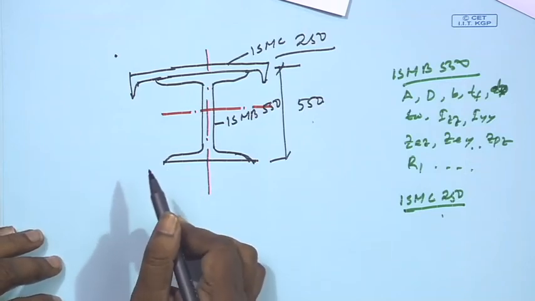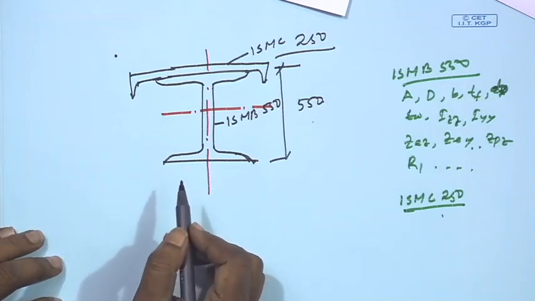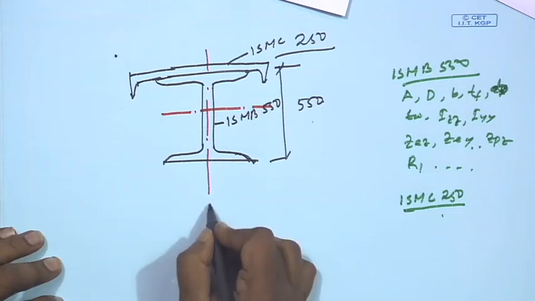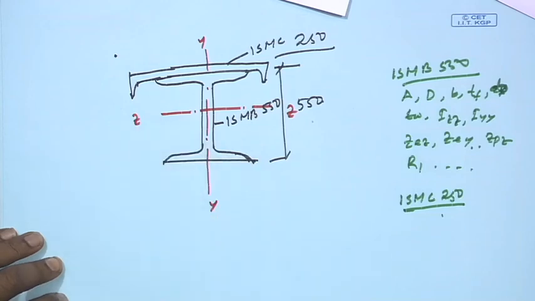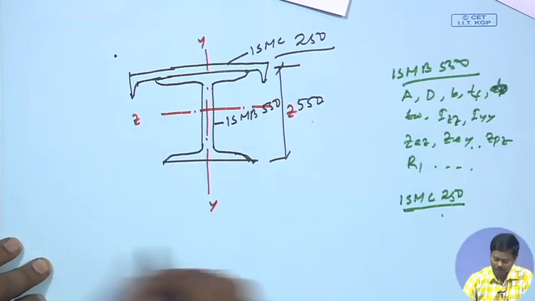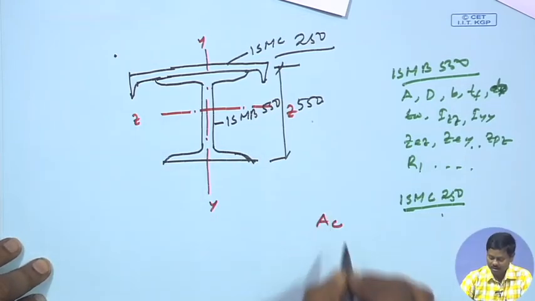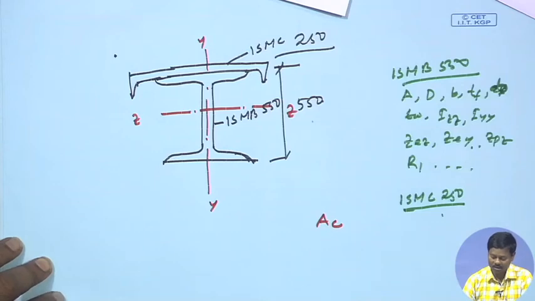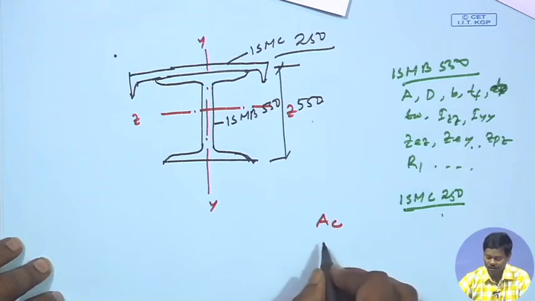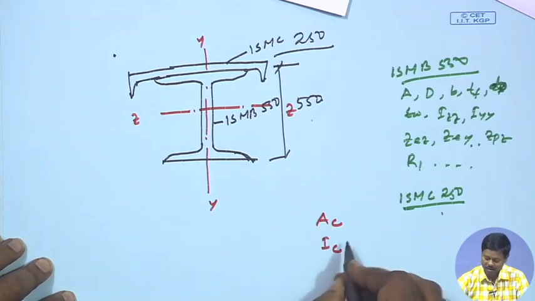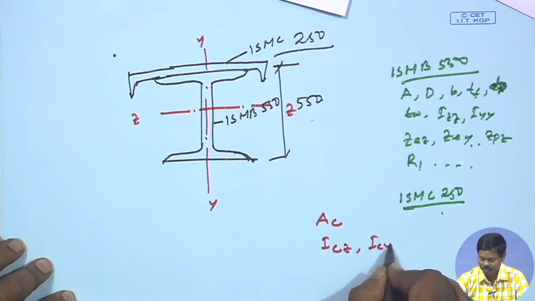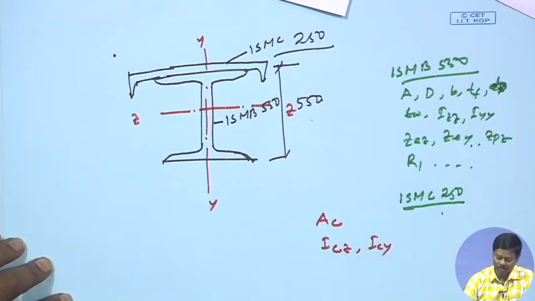Okay. So, from this what I need to do, because I need to find out the design bending strength about ZZ axis, about YY axis, right. This is Y and this is Z. So, I need to find out what will be the combined area, say AC. I need to find out the combined moment of inertia about z, combined moment of inertia about y.